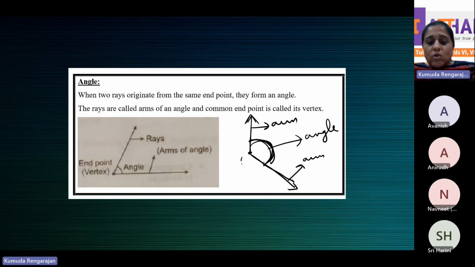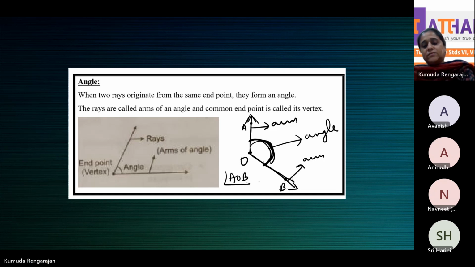Supposing this point is O, let's take a point A on this ray, and let's take another point B on the other ray. So the angle is called angle AOB.